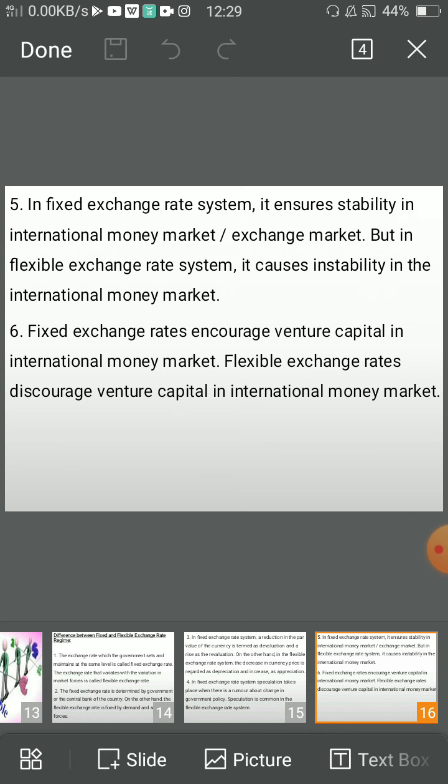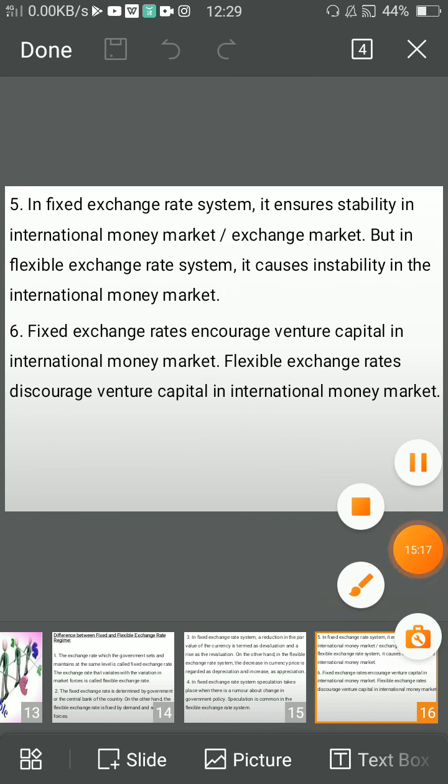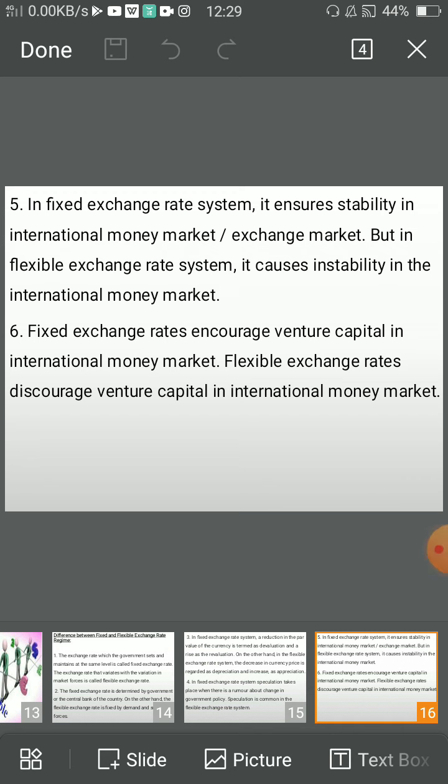Fixed exchange rates encourage venture capital in international money market. Flexible exchange rates discourage venture capital in international money market. Venture capital means to invest money in highly risky projects. For example, when people invest money in foreign currencies, in some areas the exchange rate is cheaper, in some areas the exchange rate is costlier.